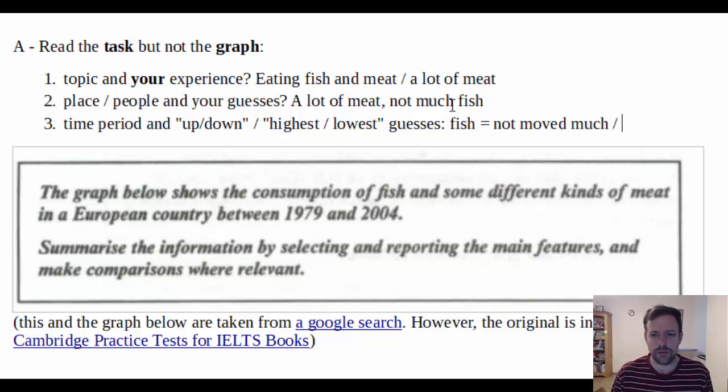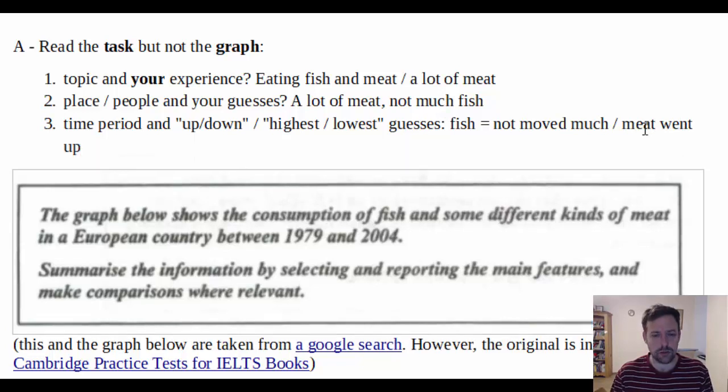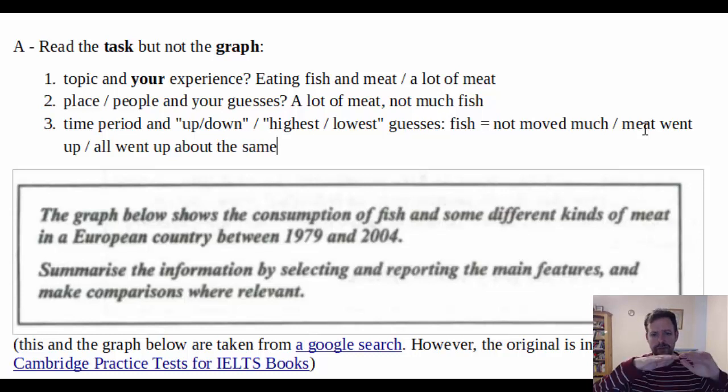Then we think about the different types of meat. I think meat went up. I was talking about my consumption of beef going down and consumption of chicken going up. I'm not sure. I think that the different types all went up about the same. Okay, so fish, I think, is going to be fairly low and not move a lot. However, the types of meat are going to go up, generally speaking.